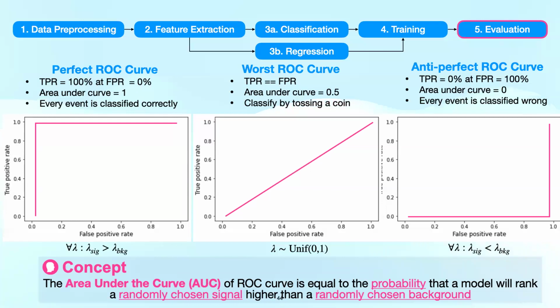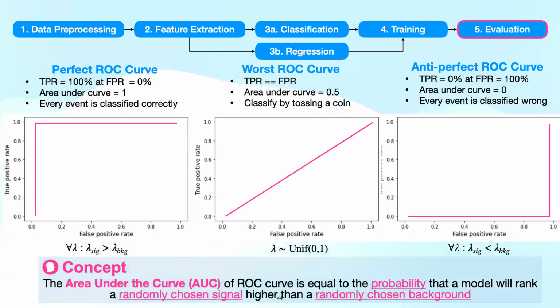So a perfect ROC curve would be something like this, an upper right corner. That means you have 100% true positive rate at 0% false positive rate. And if you calculate the area under this curve, it's going to be 1. So that means every event is classified correctly, basically. This case is only possible if, when you randomly select an event, a signal will always have a score greater than a background event. So the worst ROC curve you can make is this straight line that directly connects 0,0 to 1,1. At every single point, your true positive rate is equal to your false positive rate, and your area under the curve is 0.5.